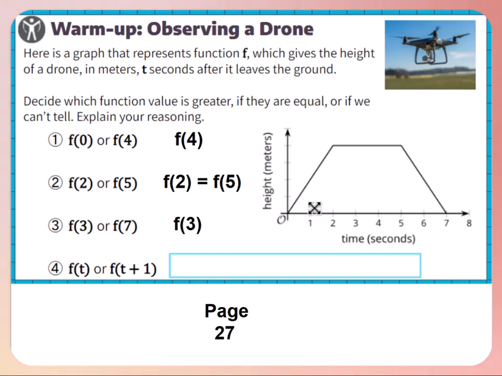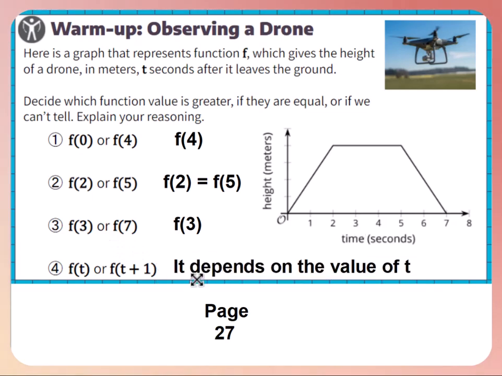But that doesn't always work, because look at 2 and 3. If we add 1 to 2 to get to 3, those are equal. And then if we have f of 5, which is 4, and we go to f of 6, that's going to be less than. So it's just going to depend on what t is. We can't tell. We can't tell which is greater. It depends on what the value of t is.